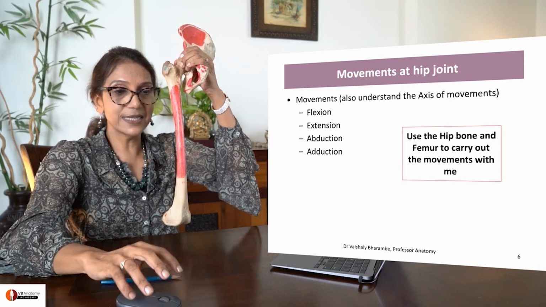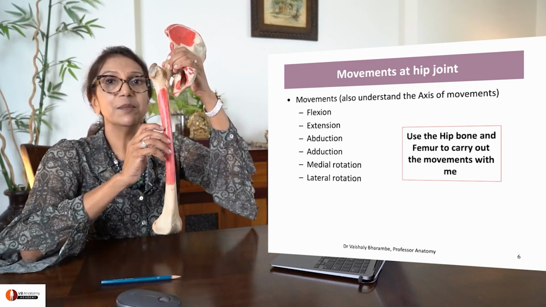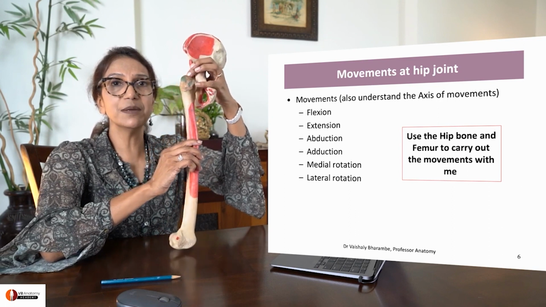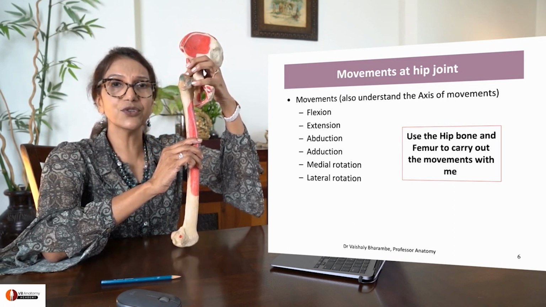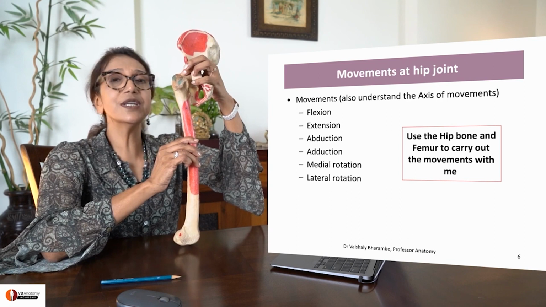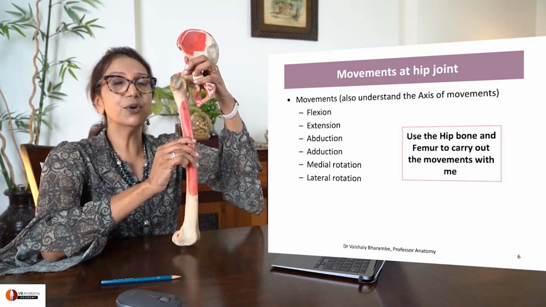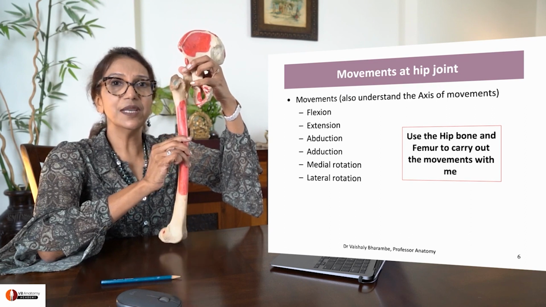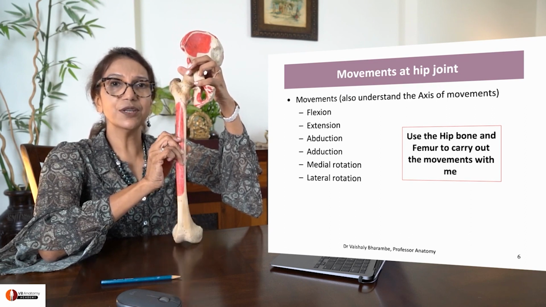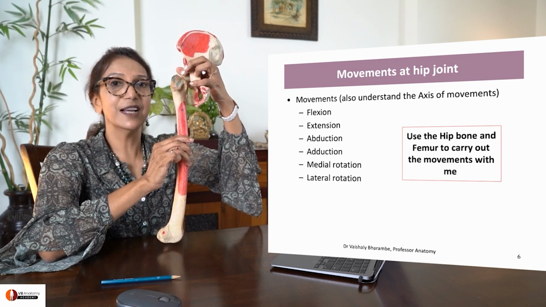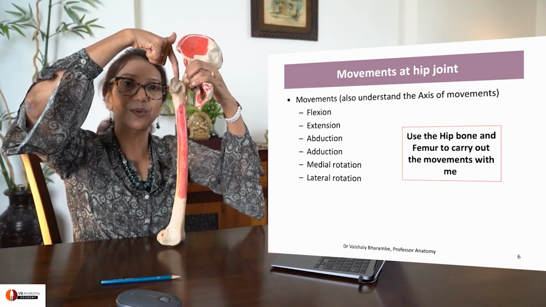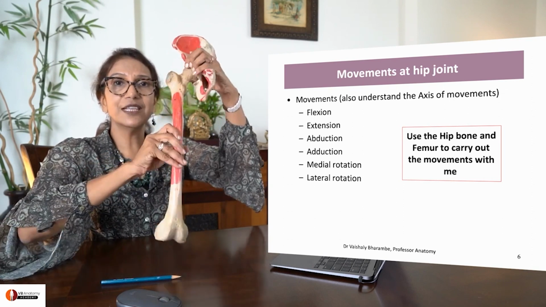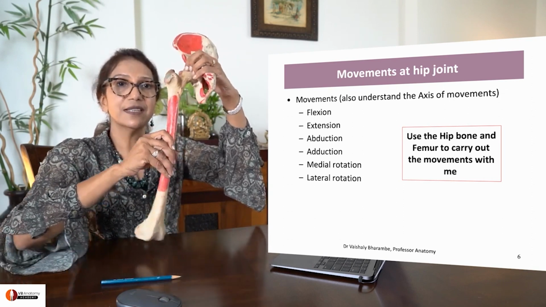Now let's do the last action. What are these? Medial rotation and lateral rotation. When the femur comes forwards and medially, this is medial rotation. When the femur, watch the greater trochanter, when the greater trochanter goes backwards and laterally, it is lateral rotation. Medial rotation, lateral rotation. What is the axis? It's a vertical axis. So let's revise this. Flexion, extension, transverse axis.